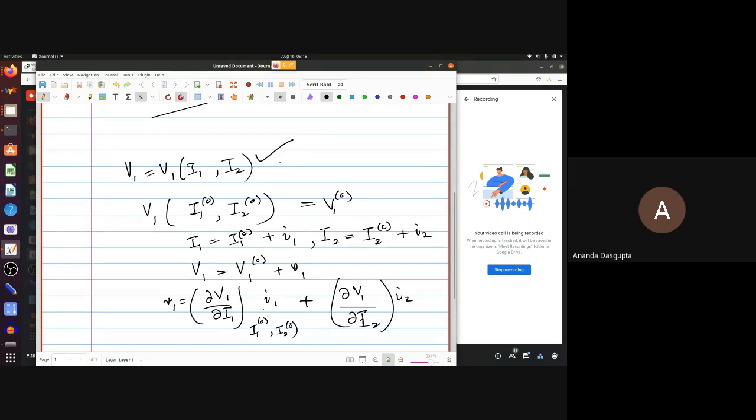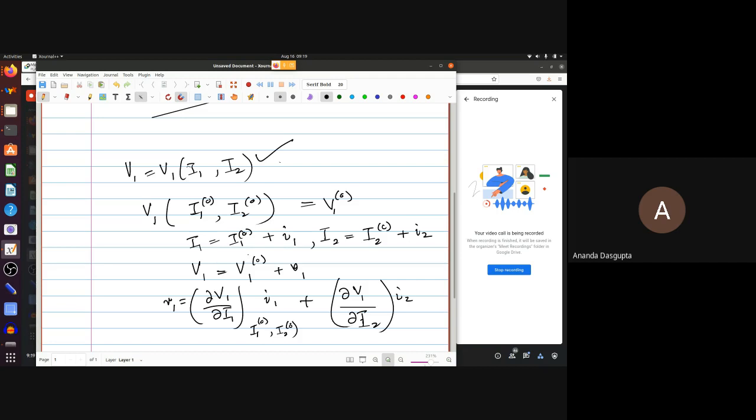This equation for V1 is actually an equation which can be very complicated depending on what circuit you're dealing with. If it is, it will be very difficult to use this directly. That is why we talk about small deviations from whatever steady value you have.